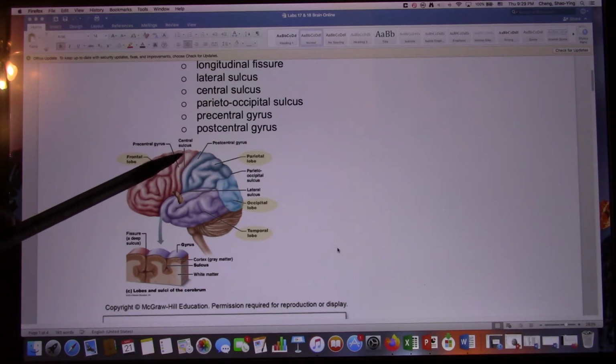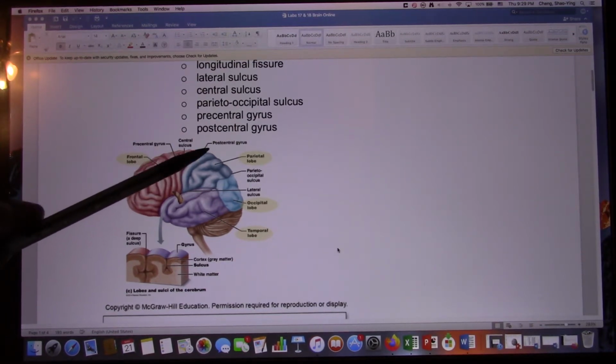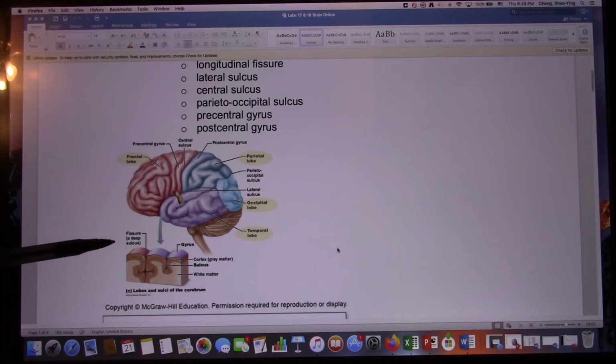So you have the precentral gyrus, and that's where your motor cortex is located. Postcentral gyrus, that's where your somatosensory cortex is located. And if they move in a lot, it's called a fissure, like the longitudinal fissure. That's the one that separates your left and right hemisphere.